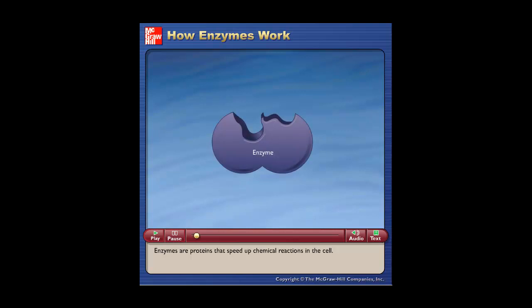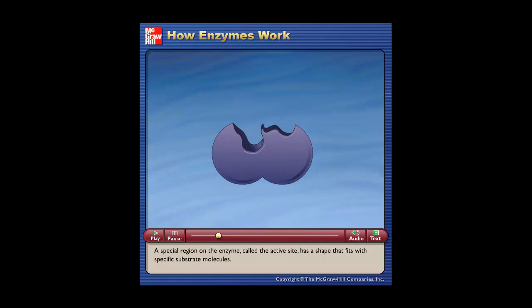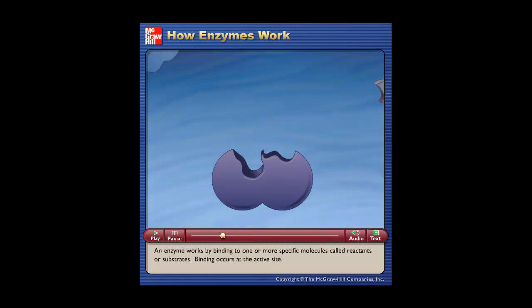Enzymes are proteins that speed up chemical reactions in the cell. A special region on the enzyme, called the active site, has a shape that fits with specific substrate molecules. An enzyme works by binding to one or more specific molecules called reactants or substrates. Binding occurs at the active site.